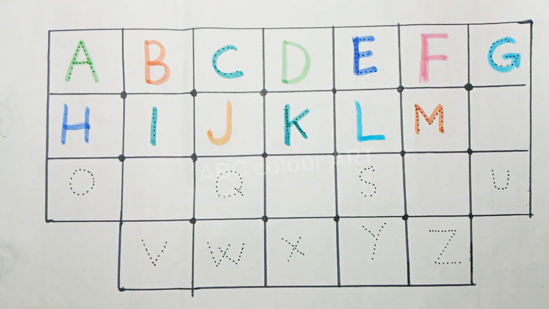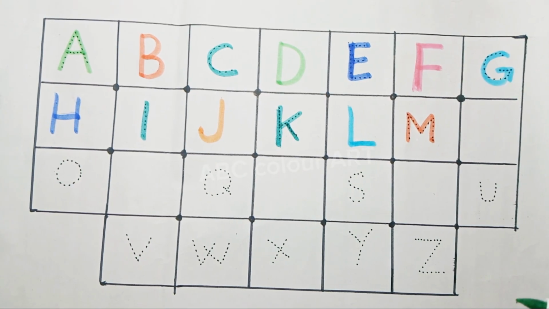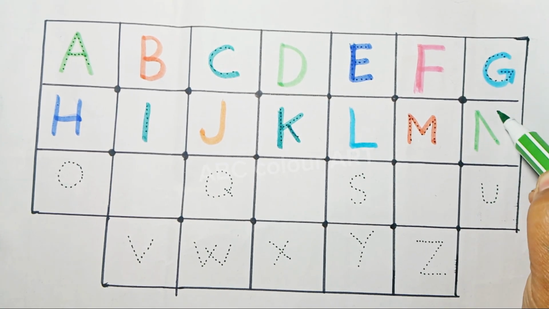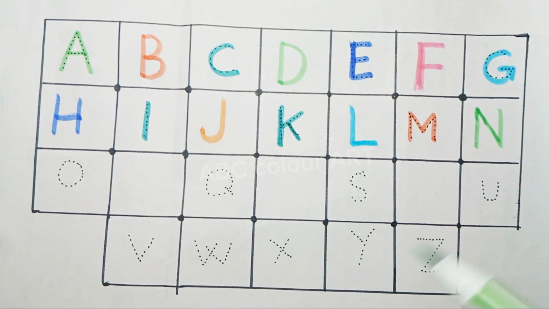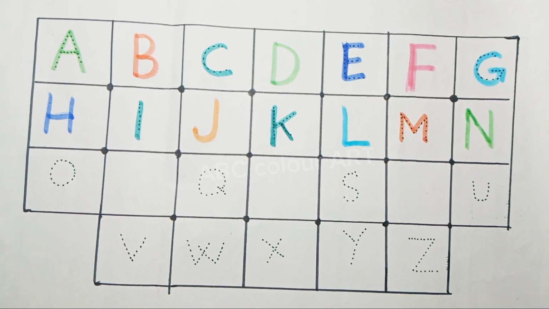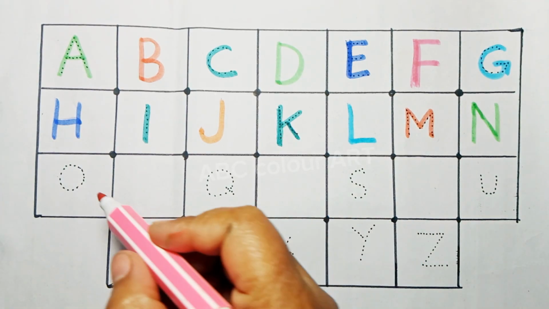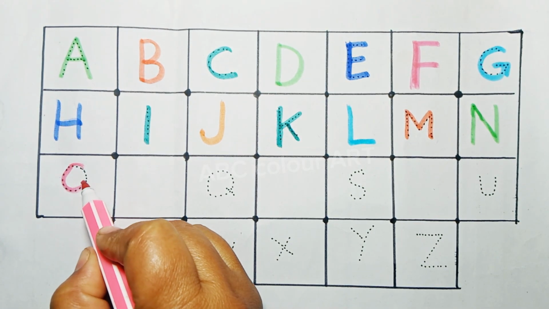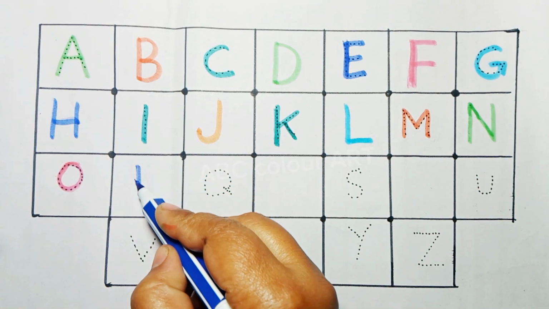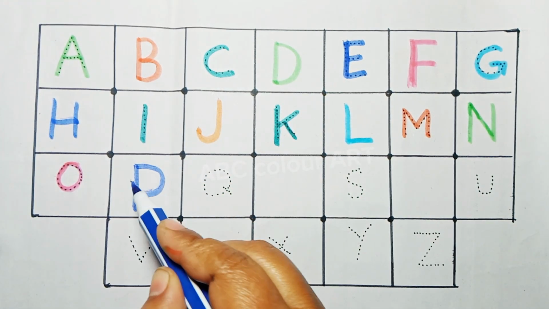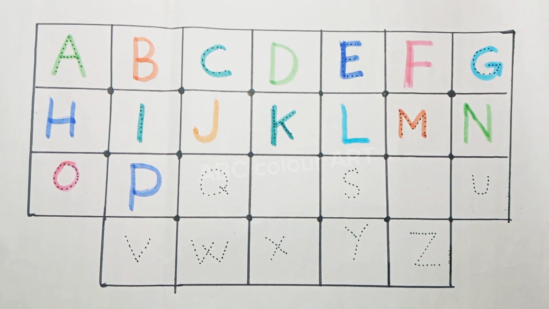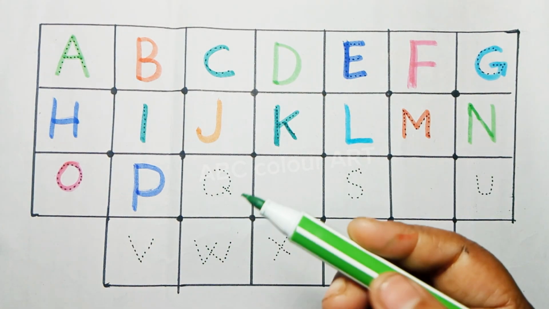M for mango, light green color. N for nose, pink color. O for orange, blue color. P for parrot, light green color.